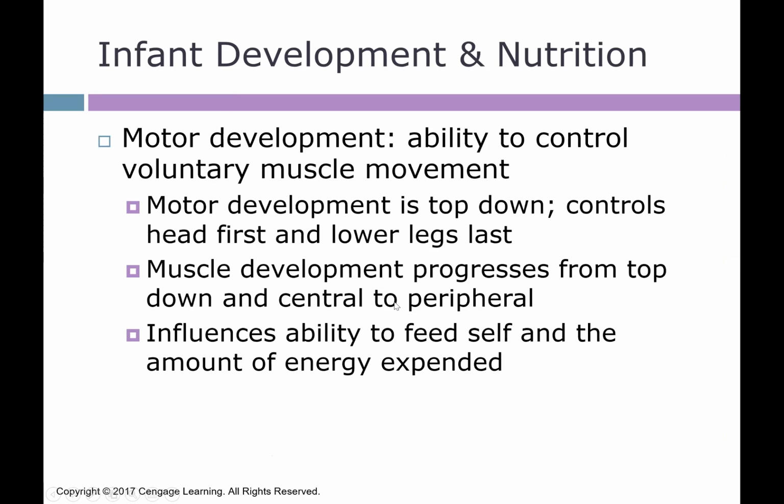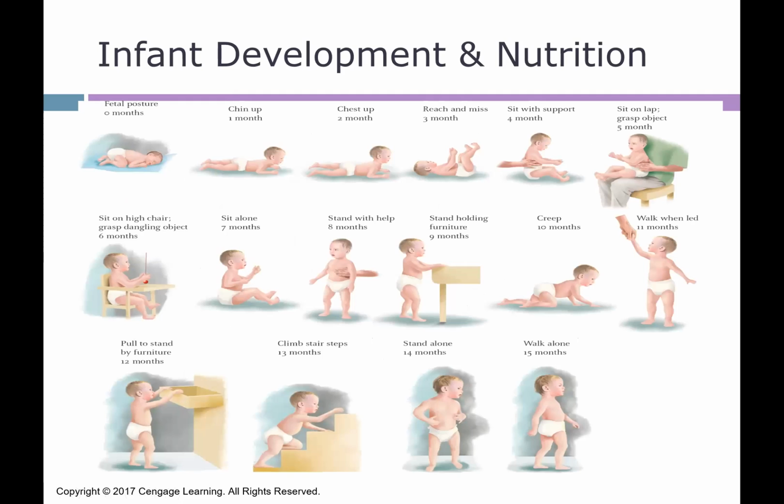Let's see, muscle development also progresses from top down as well as central, so the core, to peripheral, to the extremities. And all of this, again, influences the ability to self-feed, as well as their energy expended. The more muscle control they have, the more development they have, the more they're moving, right? So they are expending more energy.